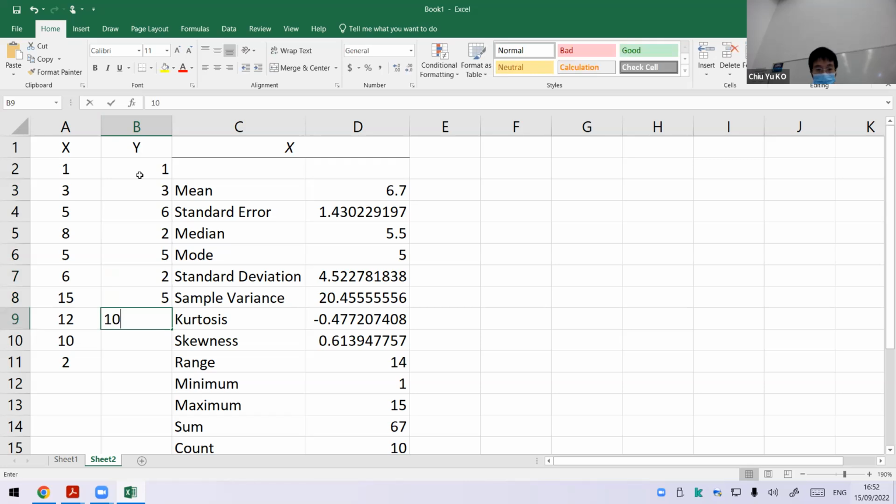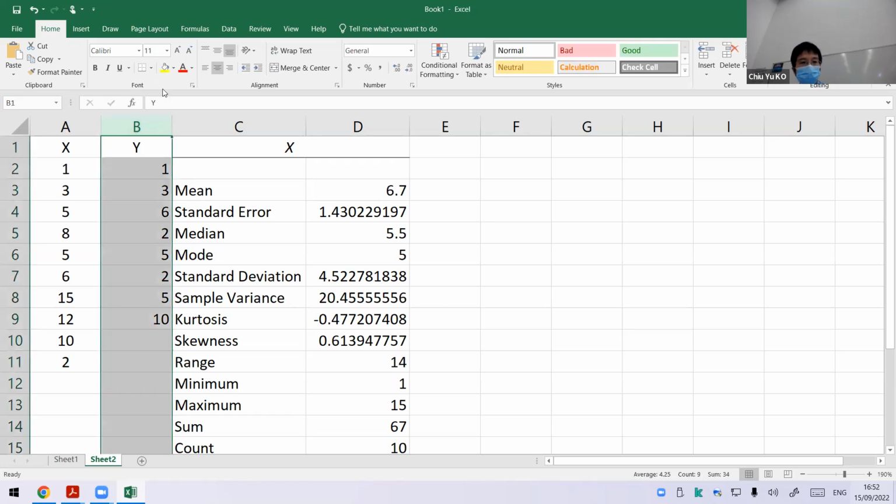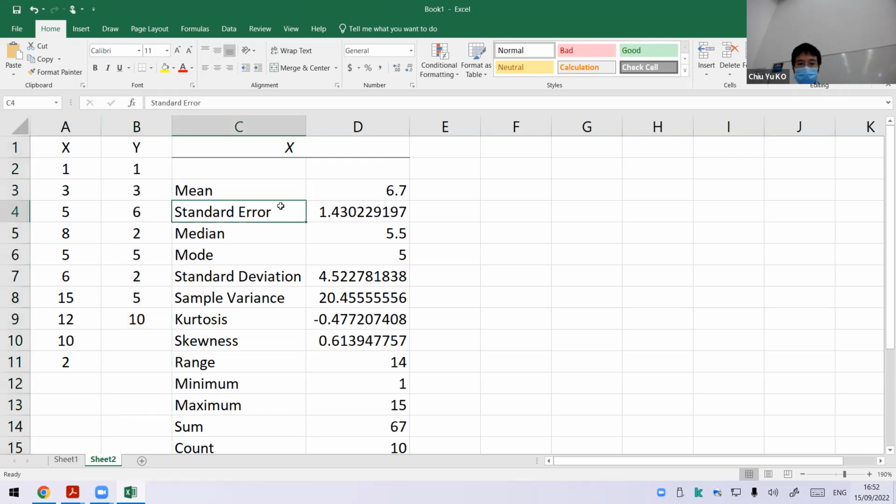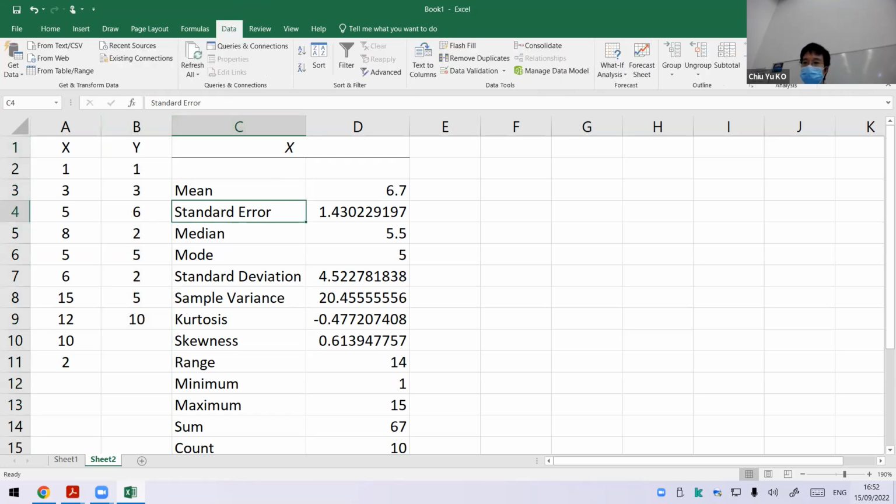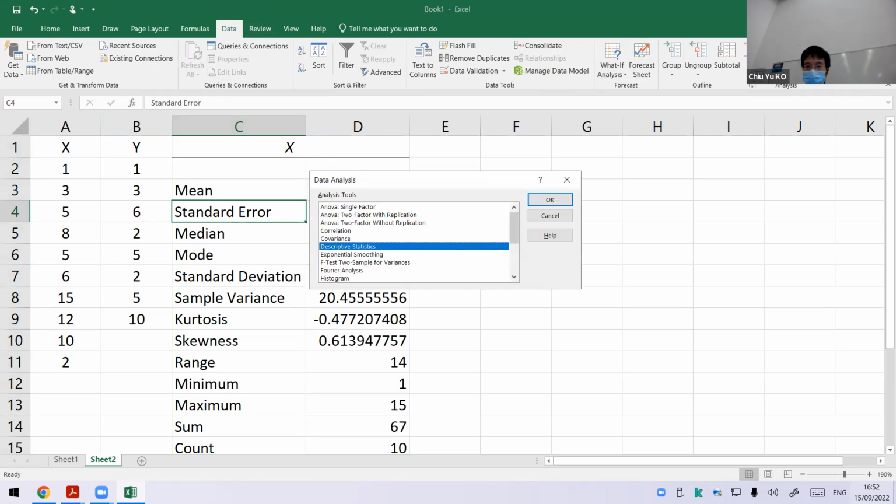Okay, suppose like this. If I want to do this at the same time, I can do that. There's no issue. Let's see, I do it again to show you how fast this is. Data analysis, and I choose descriptive statistics.